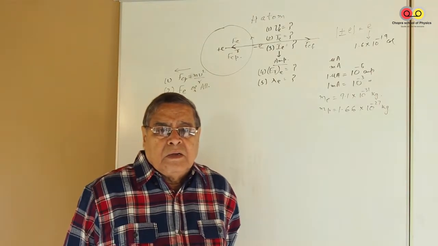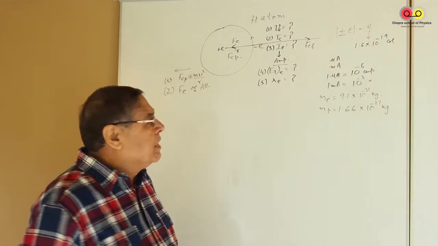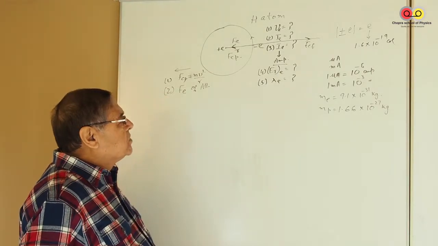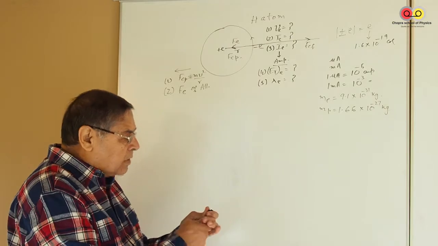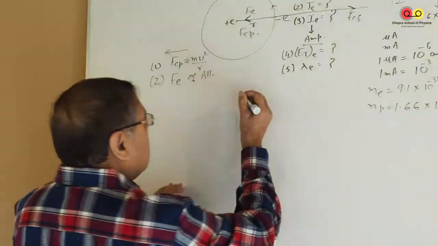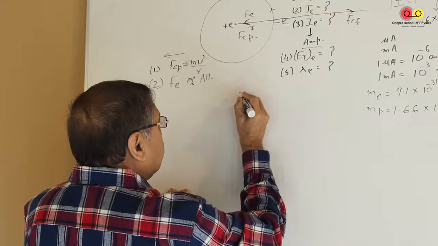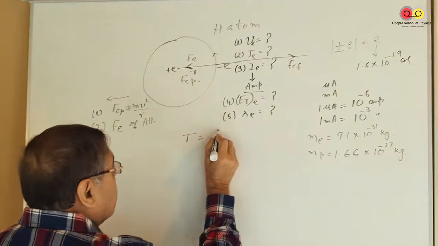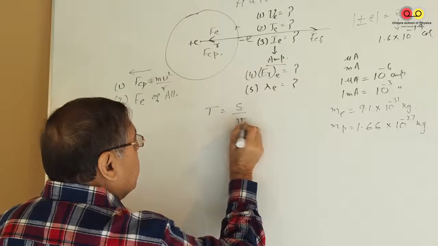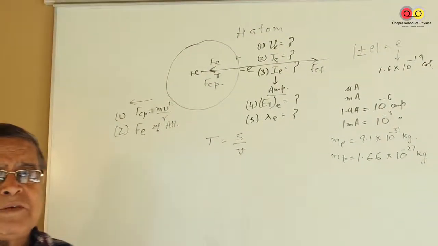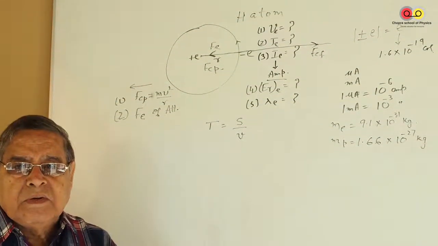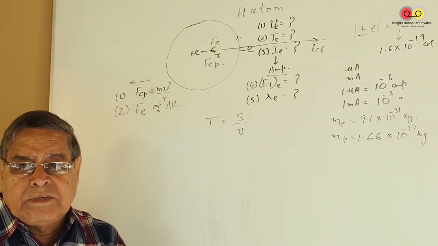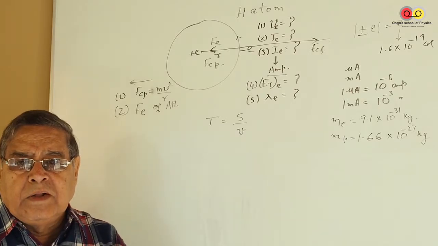So in the previous video we have applied centripetal forces and electrical forces, and now the formula of time period you must know. Time period is estimated by the function T is equal to distance over speed. Now see, this formula we have taken from mechanics. It means this particular question requires the application of mechanics also.